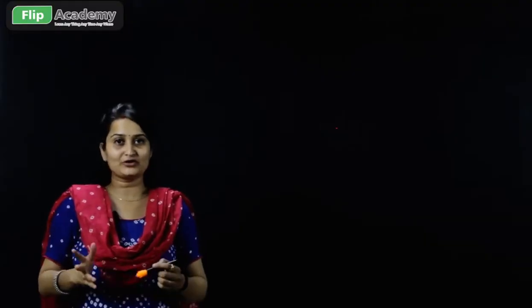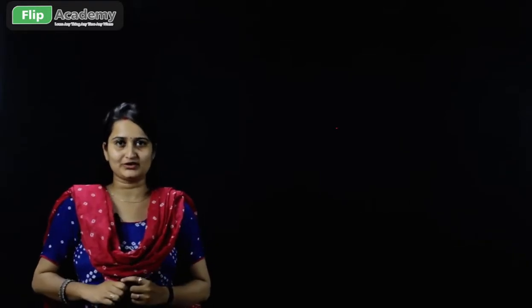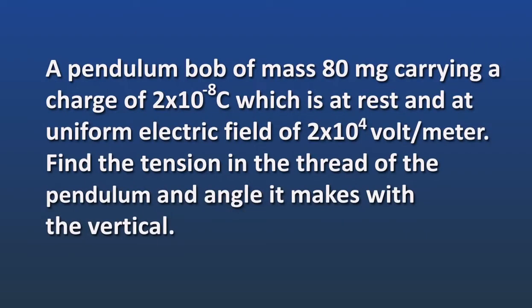After studying about the electric field intensity, now let's discuss some of the basic numericals on it. A pendulum bob of mass 80 mg carrying a charge of 2 × 10^-8 coulomb is at rest in a uniform electric field of 2 × 10^4 V/m. Find the tension in the thread of the pendulum and the angle it makes with the vertical.